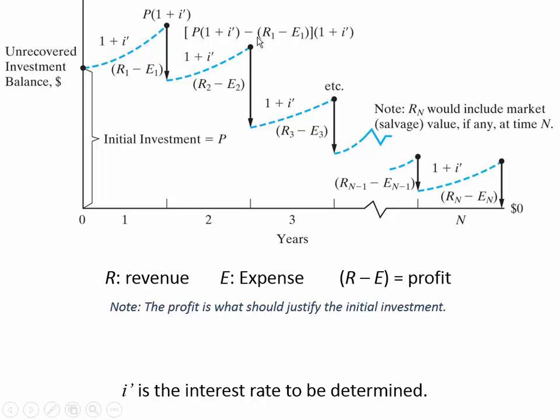Overall, you can see the trend of the line is that it's getting closer and closer to zero. At the end of this cash flow diagram, at the right interest rate, it should all balance out to zero. We got back all of our initial investment, and we made whatever our profit rate was. So you need to pay special attention. Always remember that this axis is titled unrecovered investment balance.